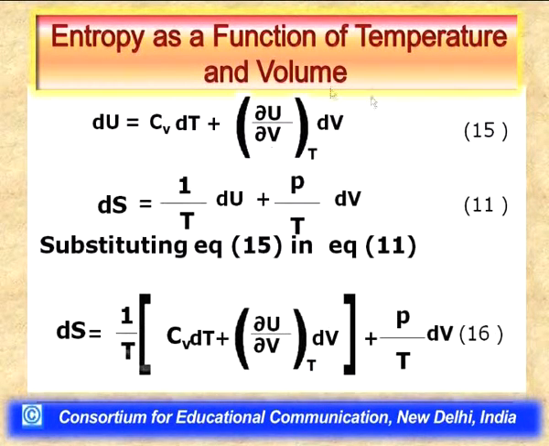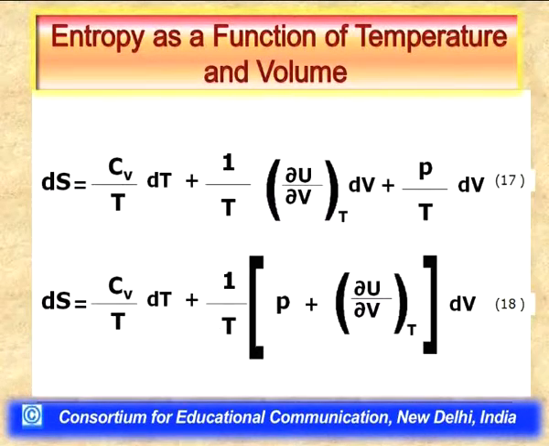Now, the idea is that we once again look at the fundamental equation of thermodynamics, that is equation 11, where we have dU, and in the left hand side of equation 15 we also have dU. So, we can substitute the value of dU from equation 15 in equation 11. What we get is dS equal to 1 by T, and instead of dU we write in square bracket Cv dT plus delta U delta V at constant T dV, added to which is the second term plus P by T dV.